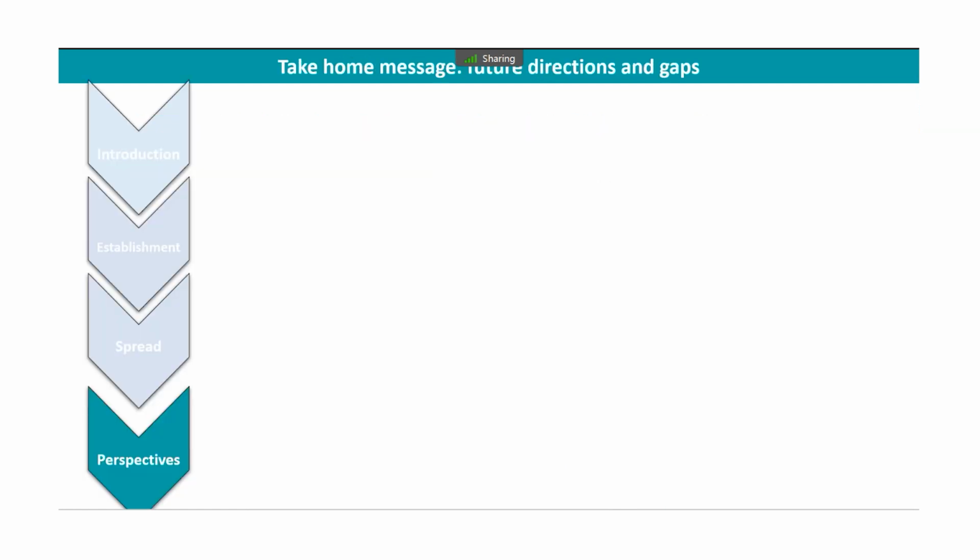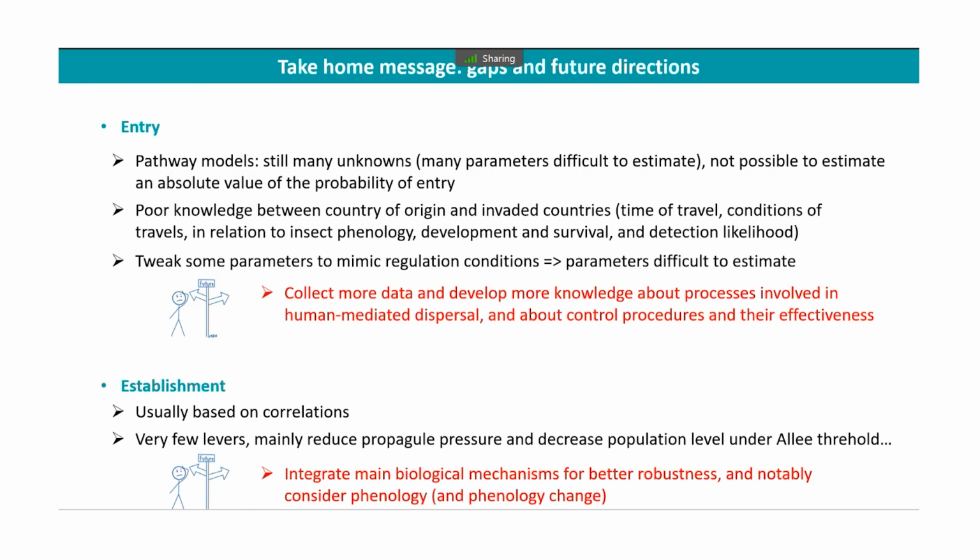So now I'm going to conclude with some take-home messages regarding entry. We can use some pathway models, but there are still many unknowns. There are still many parameters that are difficult to estimate. And it's not possible to estimate an absolute value of the probability of entry, but we can use them to compare some scenarios.